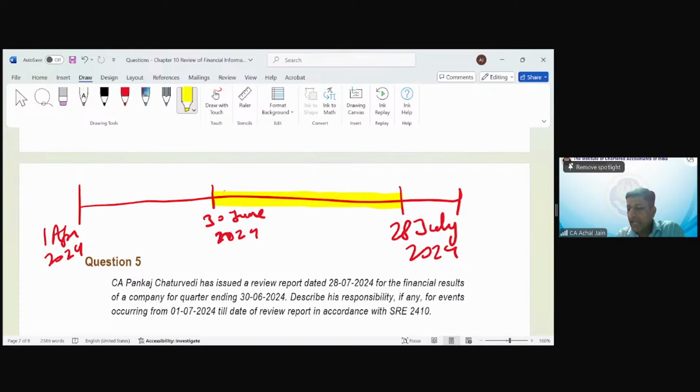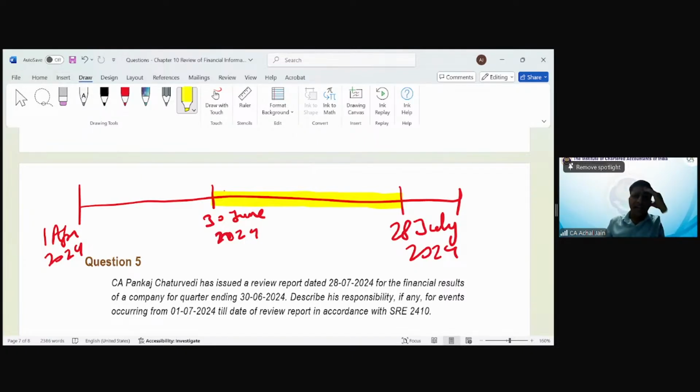Any example that comes to your mind? Sir, say for example a sudden fire has happened. All the material, say all the machinery and other things got damaged, and the insurance is also not there. Then the company has to bear the losses. Definitely, it will impact the going concern concept.